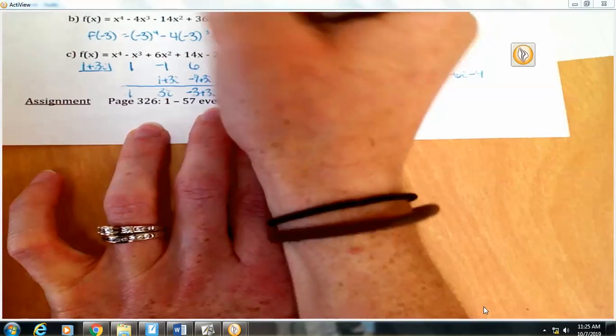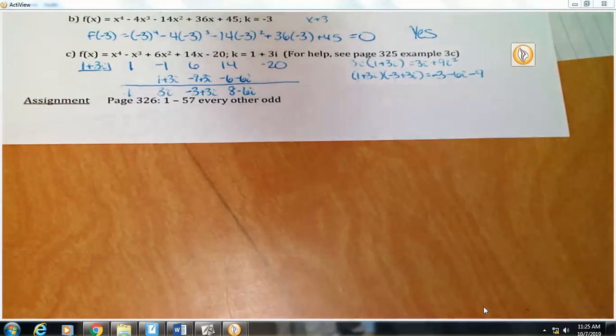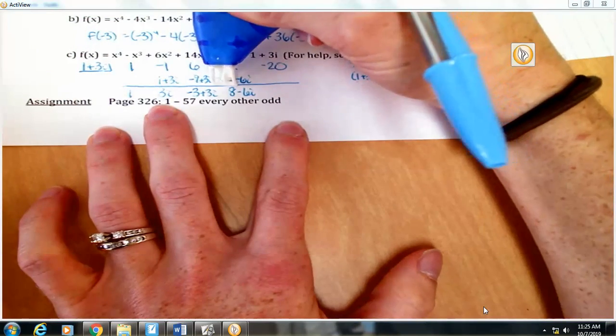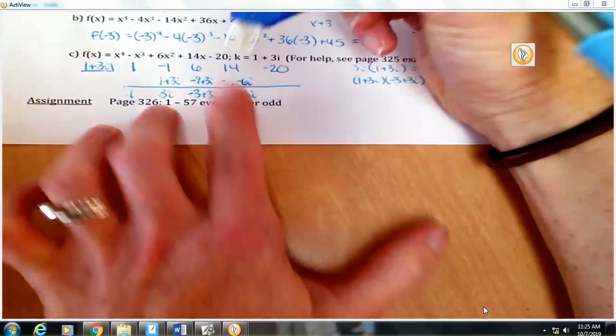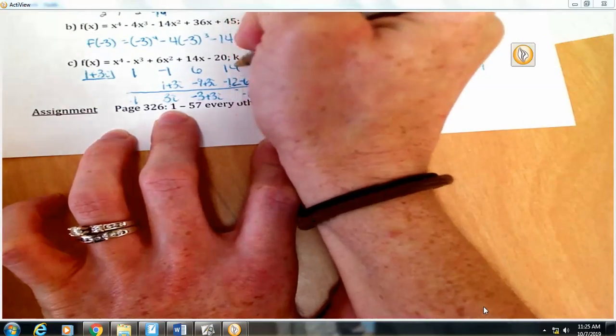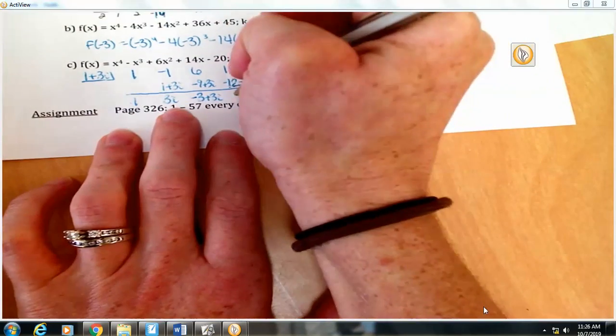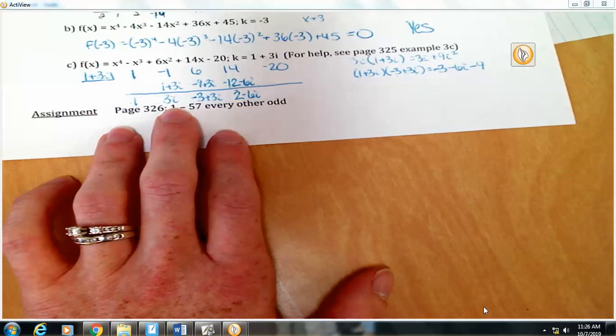Yep, that is a -3, isn't it? I think I carried over a +3. Okay, so that's -12 minus 6i. So -12 plus 14 is 2 minus 6i. So now what do we have to do?